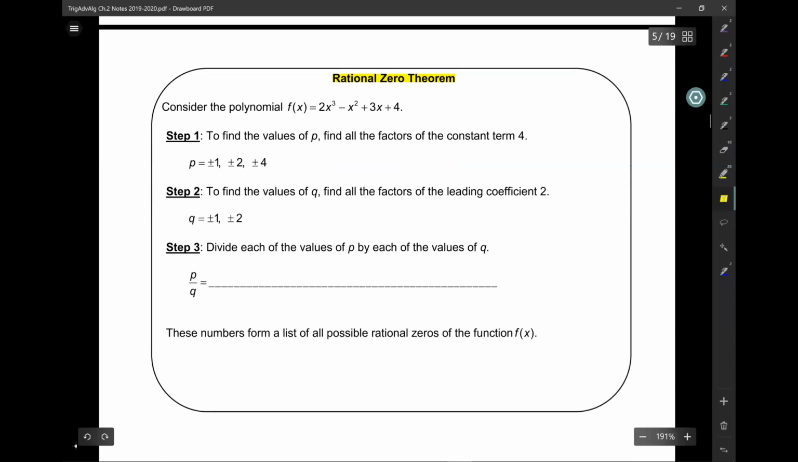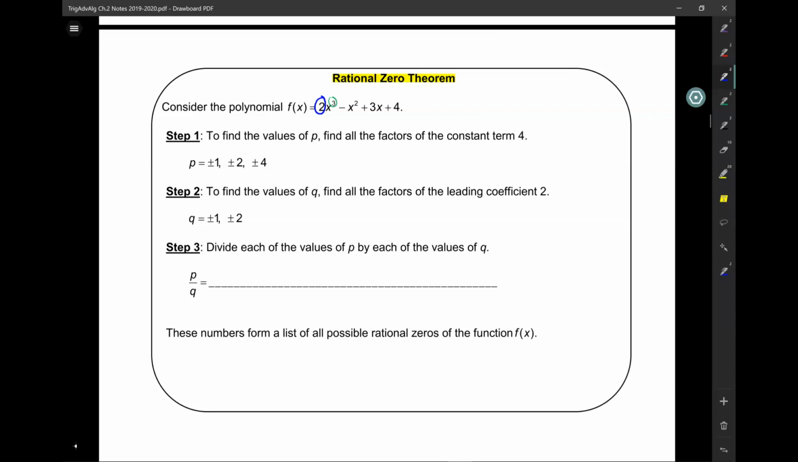Okay. Look at this polynomial function, 2x cubed, and so on. The highest exponent is a 3, so there are at most 3 zeros of this function. That term with the highest exponent has a coefficient. In this case, the coefficient is a 2. We're going to use that number 2 to find some specific values.